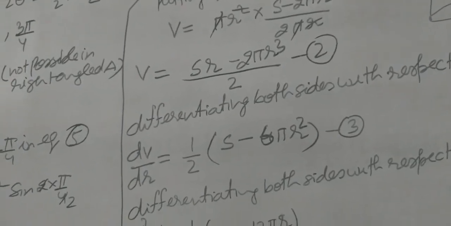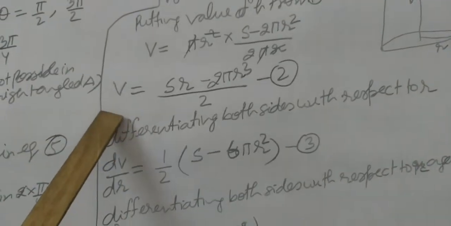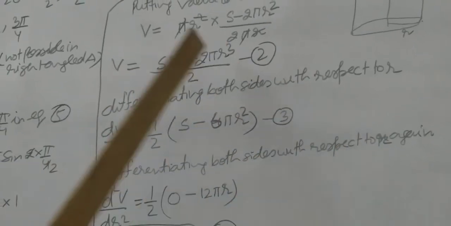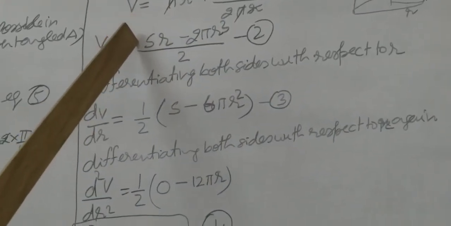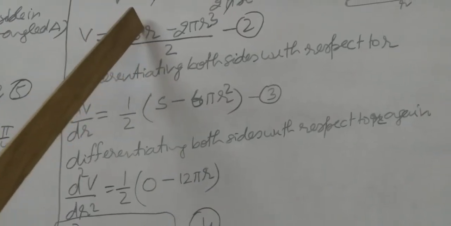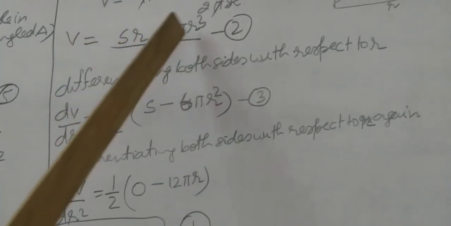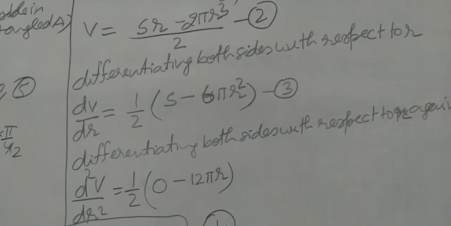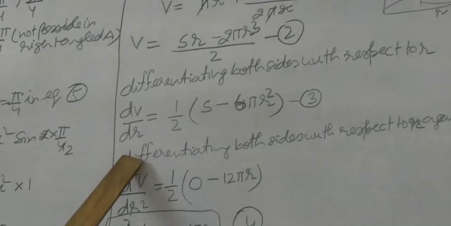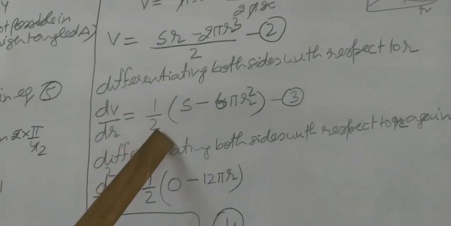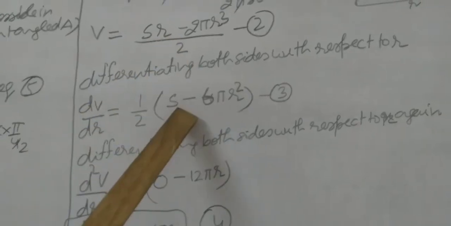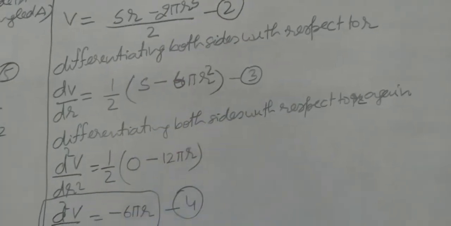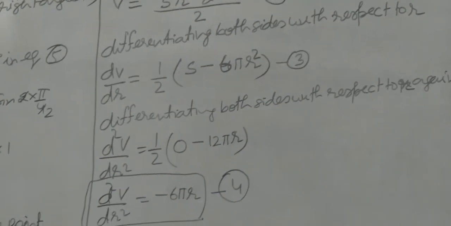Now to show the volume is maximum, we have to differentiate it with respect to r, because S is constant. Surface area is given to us, so surface area is constant, only r is there. So we are going to differentiate it with respect to r. So dV upon dr equals 1 upon 2. Here r derivative is 1. So (S minus 6 pi r square). This is equation number 3.